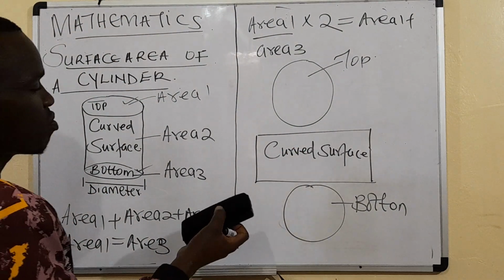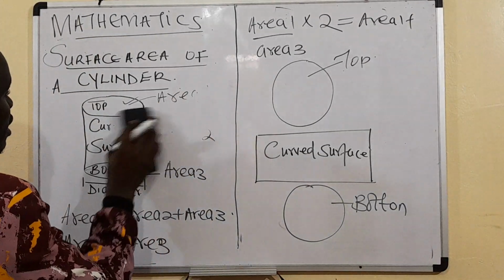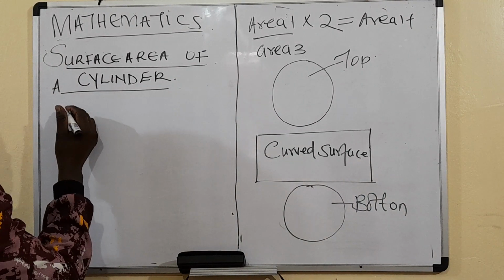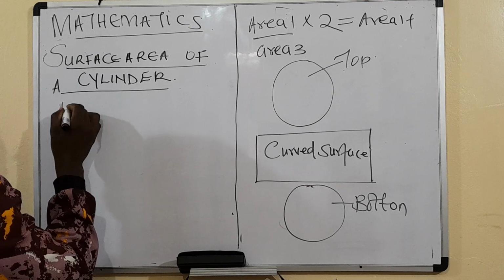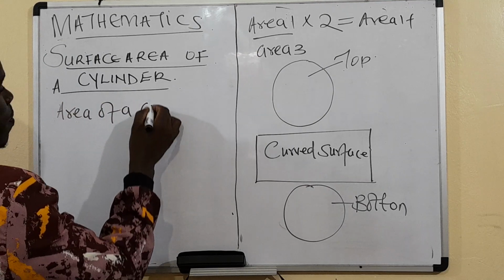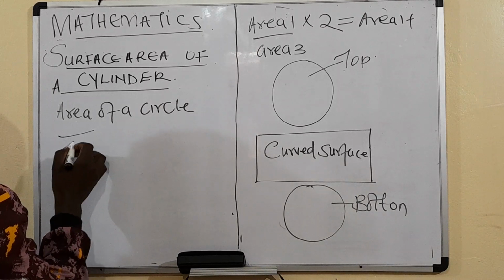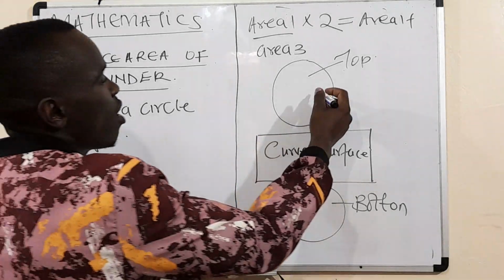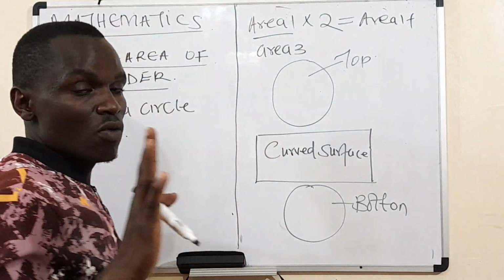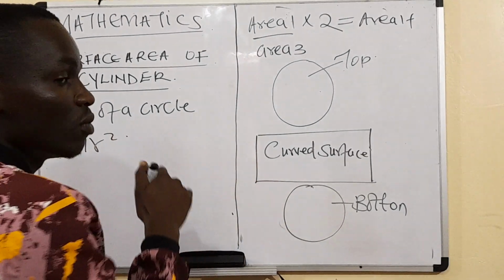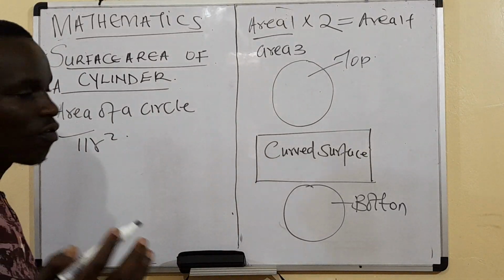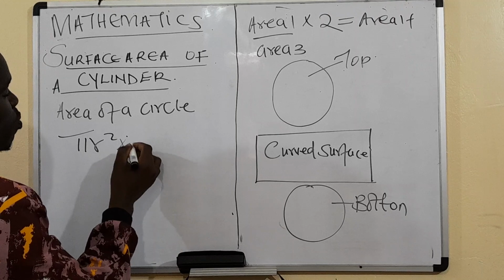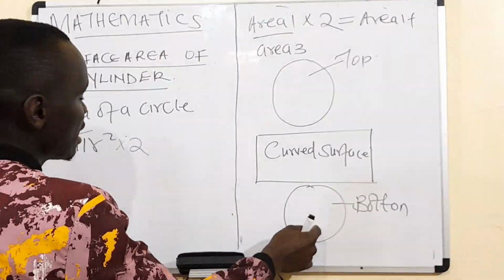So when we are to calculate the area, the area of a circle is given by pi r squared. The area of a circle is given by pi r squared. So when we get the area of this circle, we multiply by 2 in case we are talking about a closed cylinder. We will have obtained the area of the two faces instead of getting each individual area. So we will have to get pi r squared and multiply it by 2. We will have obtained this area and this area.